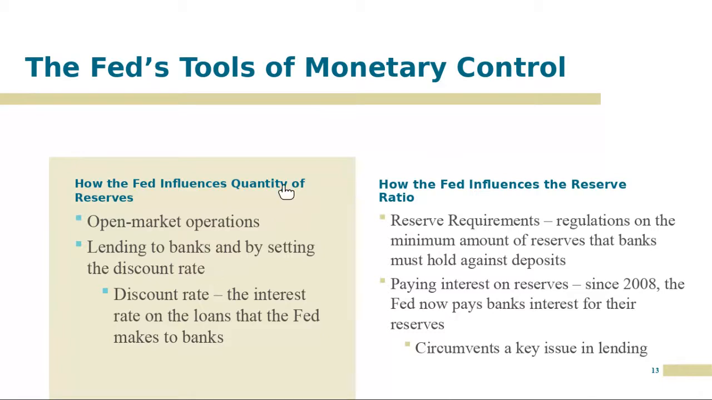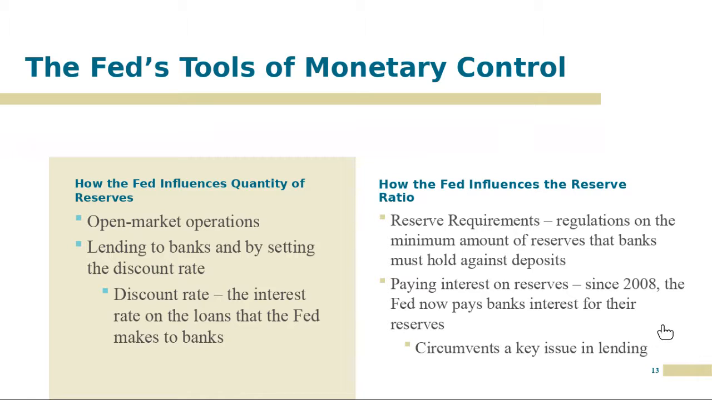The Federal Reserve can influence the quantity of reserves by also lending to banks and by setting the interest rate. The Fed can make loans directly to banks, and they do this with an interest rate called the discount rate. That is the interest rate on the loans the Fed makes to banks. Currently, the discount rate is 0%, which means that the Federal Reserve loans to banks at no interest. And that rate informs the interest rates at which banks loan to each other and to customers.